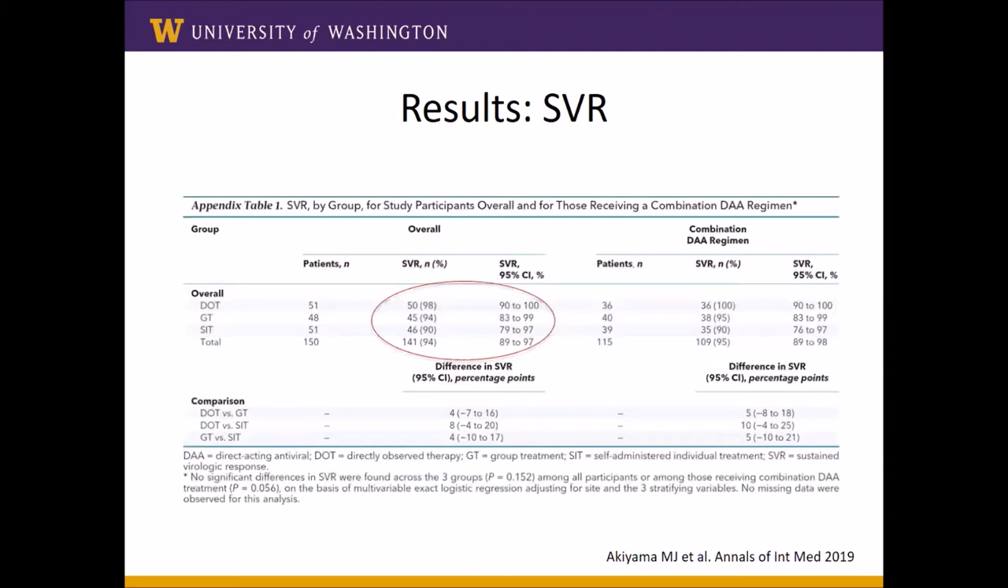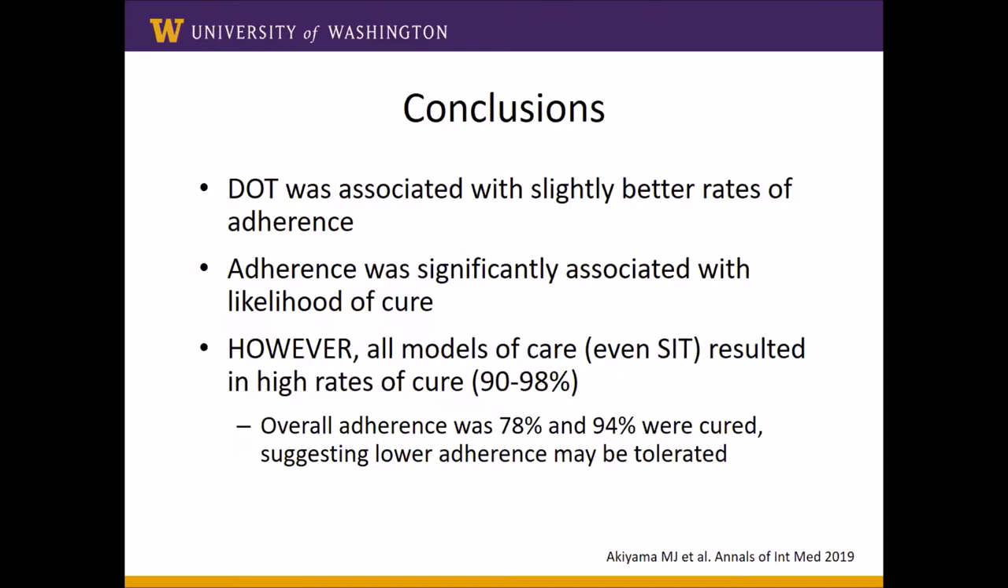So the study concluded that DOT was associated with slightly better rates of adherence. And actually, adherence was found to be significantly associated with likelihood of cure. However, all models of care, even the treatment as usual, resulted in very high rates of cure, 90 to 98%. And the overall adherence rate in the study was 78%. Given that 94% of the sample was cured, it suggests that lower adherence might be tolerated with hepatitis C treatment.